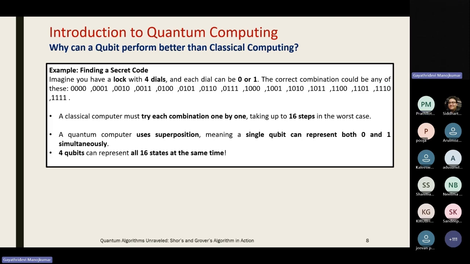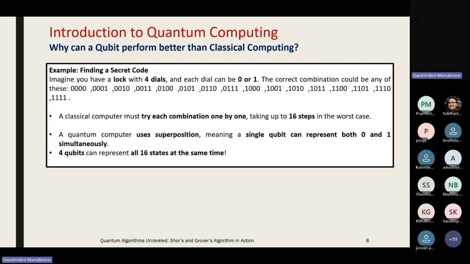In that case, the 4 qubits can represent all the 16 states at the same time. So what happens is that it does not store 16 classical values, but rather 16 complex probability amplitudes, which can be set at a single phase at the same time.